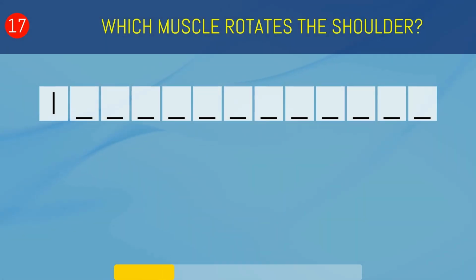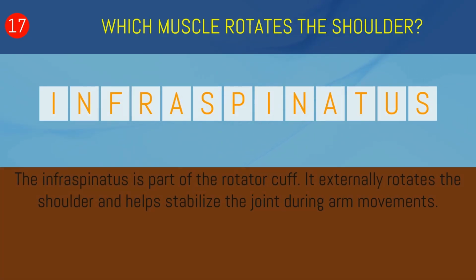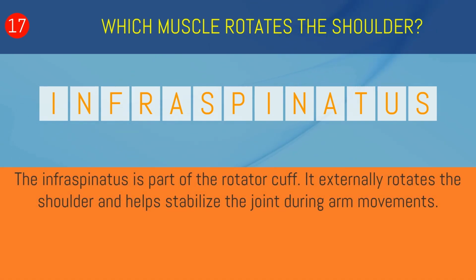Which muscle rotates the shoulder? Infraspinatus. The infraspinatus is part of the rotator cuff. It externally rotates the shoulder and helps stabilize the joint during arm movements.